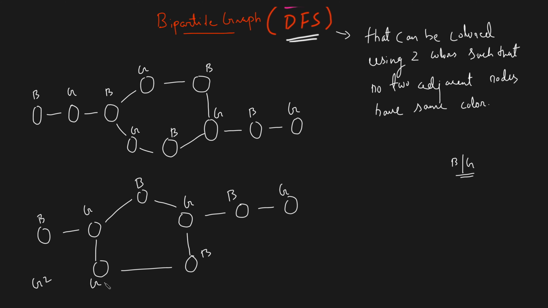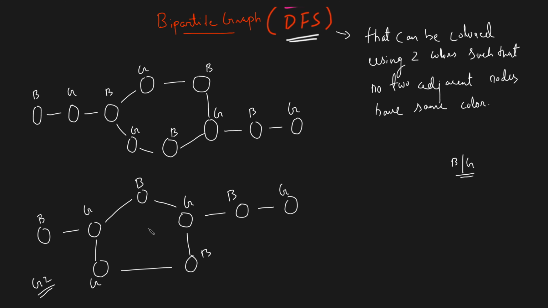So I can see it's practically not possible to color this graph with two different colors such that no two adjacent nodes have the same color, because you can see I was trying to color with two different colors, but at the end these two nodes ended up having the same color. So it's not possible for this graph G2, and I can say this is definitely not a bipartite graph.